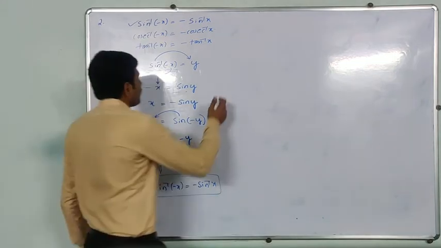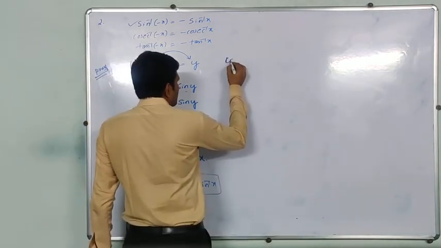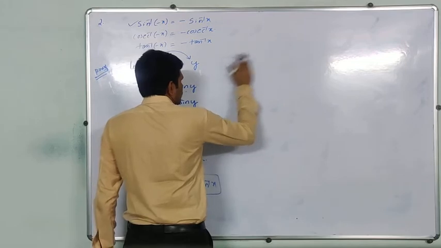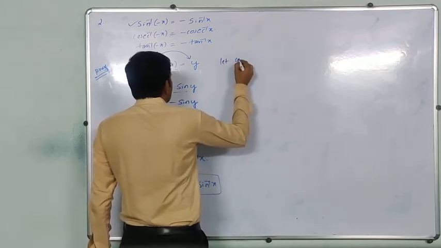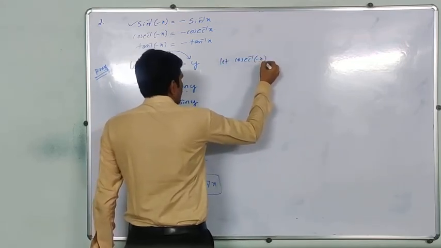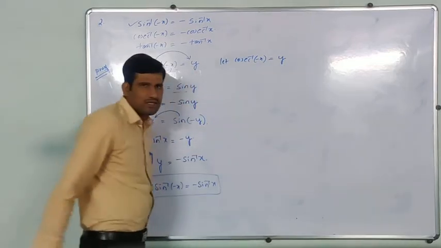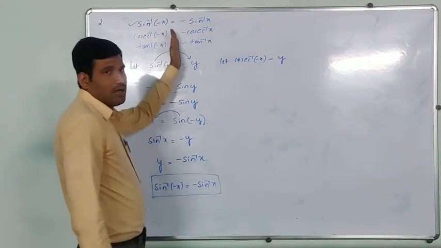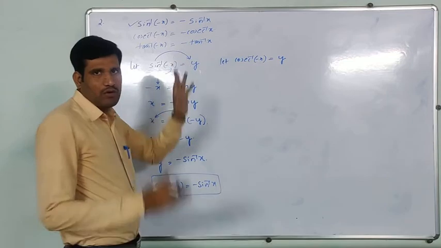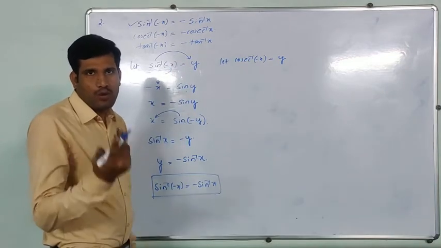Similarly, we can do the second one. So what is the second one? Let me take cosec inverse of minus x. The procedure is the same, because all the procedures are the same. Therefore they have grouped all three into one derivation.